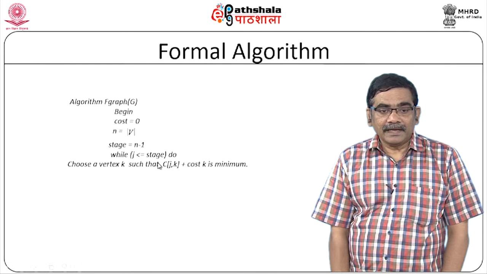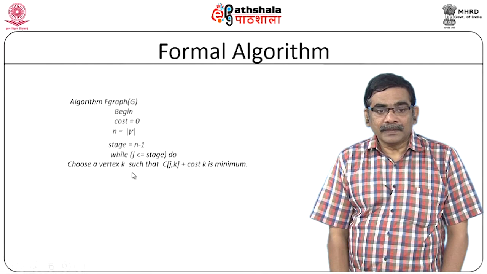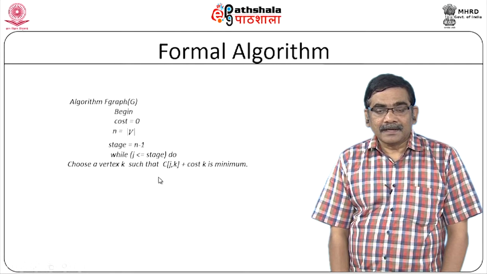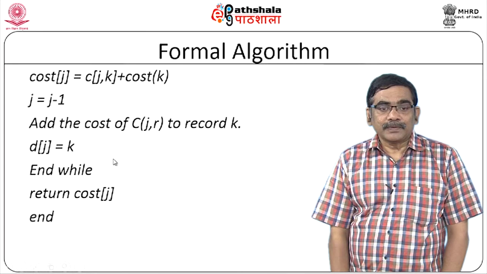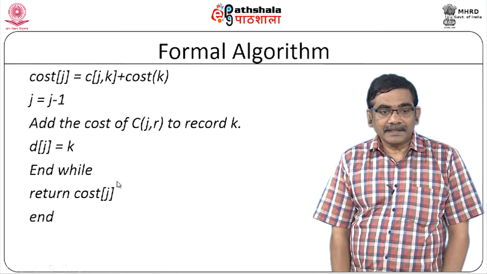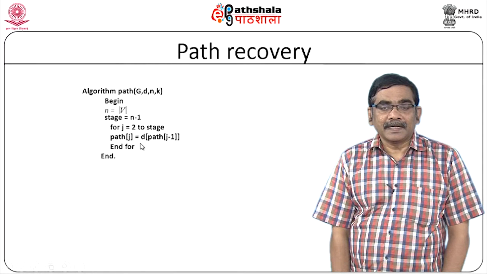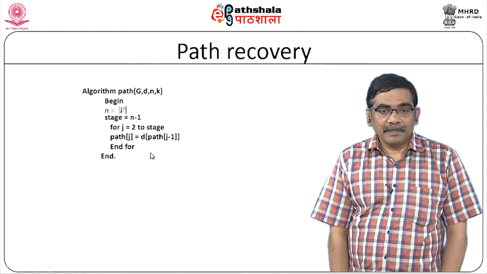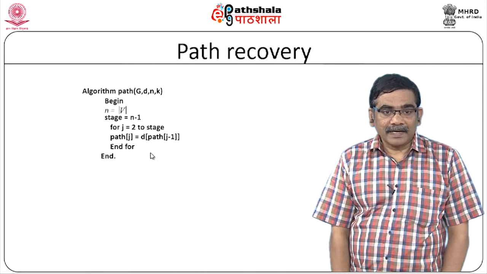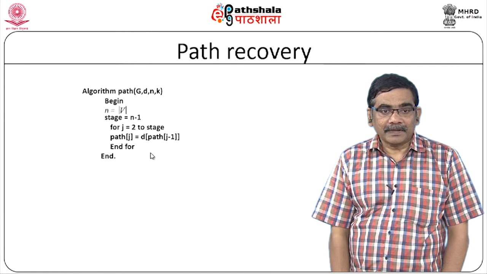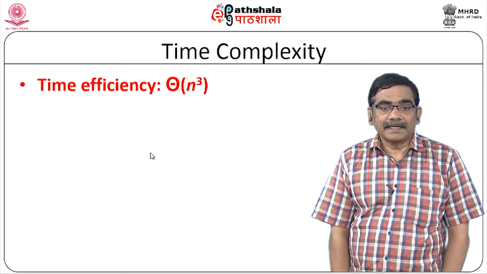So, this is the formal algorithm. You can see that the key point is you have to choose vertex k such that C of j comma k plus cost of k is going to be the minimum. So, you can keep on adding that as a set of decisions. So, this is the formal algorithm, and this is going to be the path recovery. Path recovery is very simple. We have to record the k which gave the minimum. So, by keeping track of k, we can find the shortest path from your source to destination.